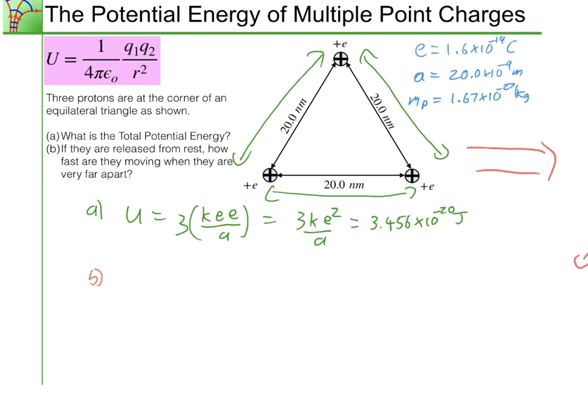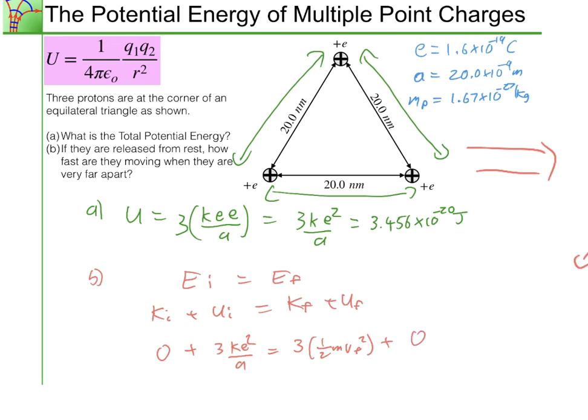Well, that's a conservation of energy problem. So let's see. E initial equals E final. So it's K initial plus U initial equals K final plus U final. K initial is 0 because they're all at rest initially. And then potential energy, well, we saw that already. We'll just put it as 3 k e squared over a. And then K final, well, there's 3 of them, and they each have kinetic energy 1/2 m v final squared. That's the kinetic energy for each of them. And U final, if they're really, really far apart from each other, that's 0.